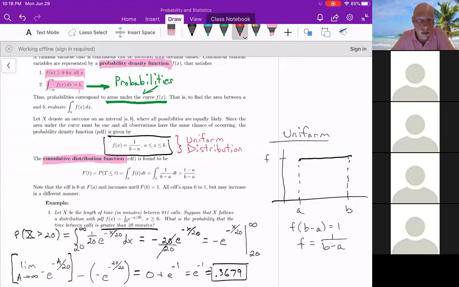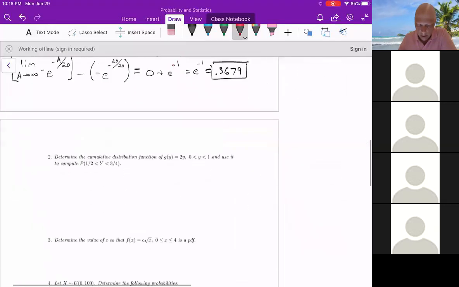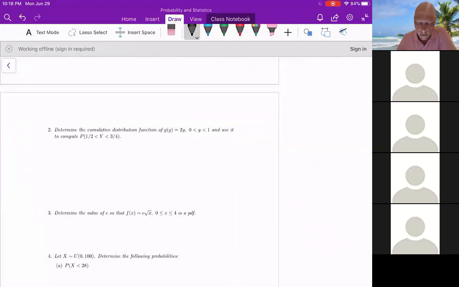So example 1 didn't use the uniform distribution, it used something else. All right, and problem 2 also uses a different distribution. Let's find out what it is and what we want to do with it. It says determine the cumulative distribution function. So this is the CDF of g of y equals 2y, where y spans from 0 to 1, and use that in order to compute the probability that y is between 1/2 and 3/4.